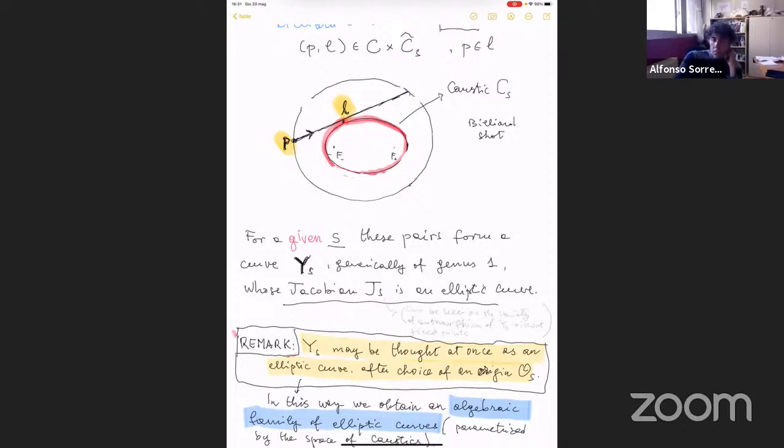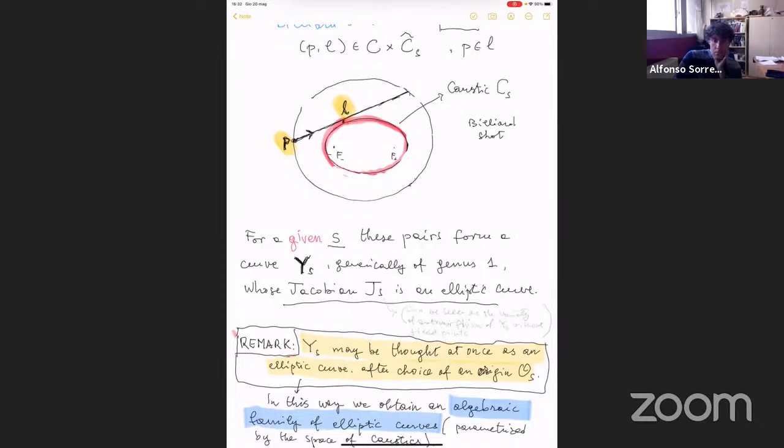such that the point lies on the line. So we have the product of the ellipse times the dual conic. This product is a set of pairs, but only for some pairs the point belongs to the line. And the set of these pairs form a curve which is of genus 1 and may become an elliptic curve as soon as we choose an origin. So let us think we have chosen an origin which varies with S, and we obtain an elliptic curve.